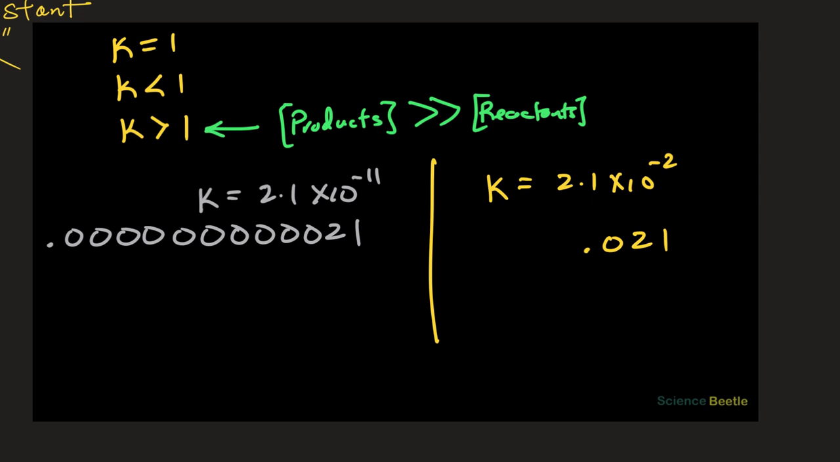However, keep that in focus and in context here. It's still a small number, so we're still on the reactant side of things, but we are going to produce a significantly greater amount of product when we compare it to the reaction with a k value of 2.1 times 10 to the negative 11.